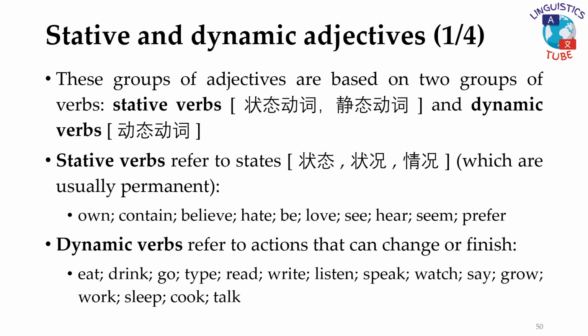Stative verbs refer to states. A state is a situation which is permanent, or at least exists for a long time. For example, some common stative verbs are own, contain, believe, hate, be, love, see, hear, seem, prefer. If you hate something, for example, your negative feeling usually will exist for a long time. It would be strange to hate something now and then love it 1 hour later.